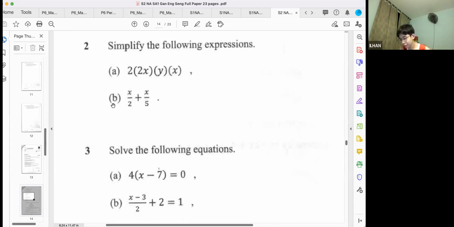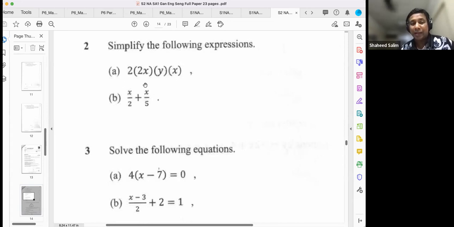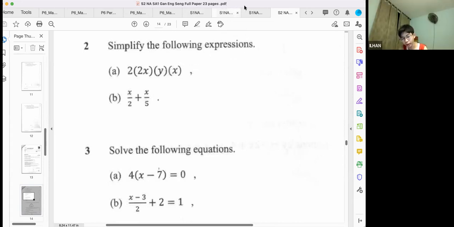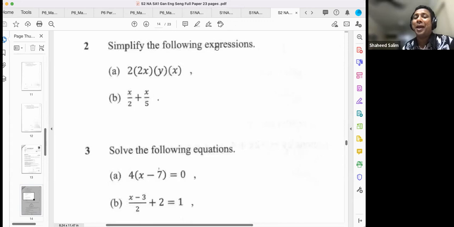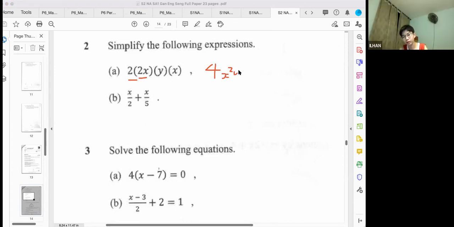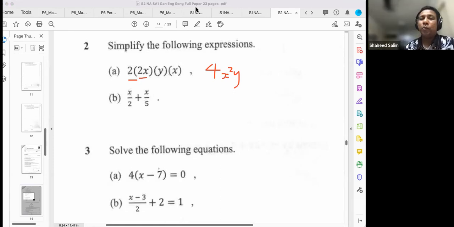For A, is the answer 4xy? Notice there's x and x. x times x is x squared. 2 times 2, 4. x times x, x squared. And then there's a y like that. You must write it like that. Before we go there, we'll test you on this one.